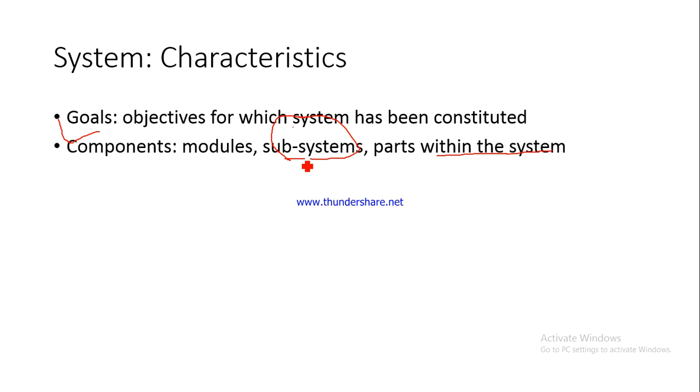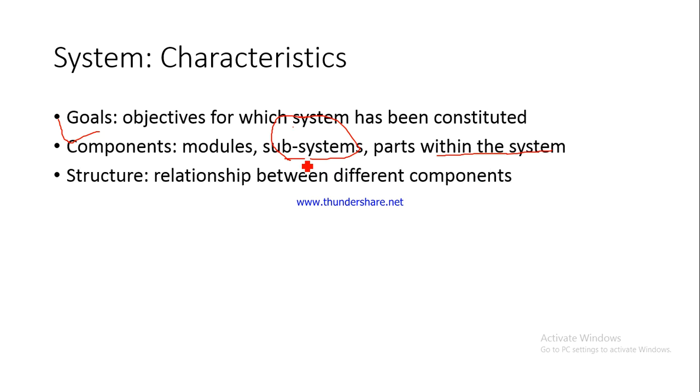In case of the solar system, the subsystems would be the Earth and the other planets, the moon and the other satellites, the meteors and the meteorites. So all these would be the subsystems. Then a system also has some structure, and there is a particular relationship between the different components.